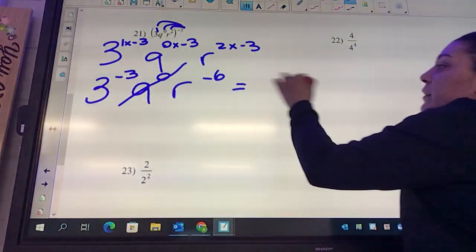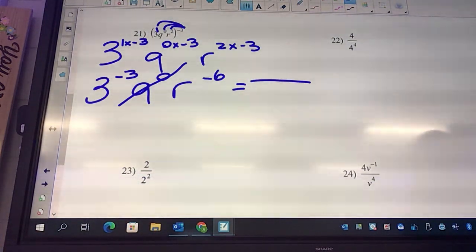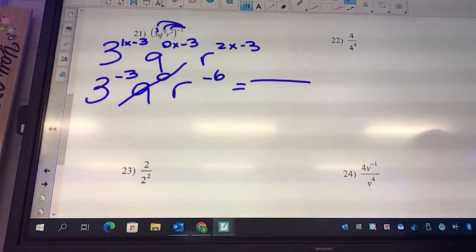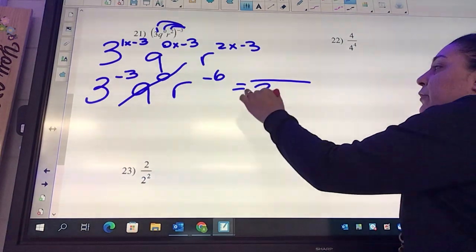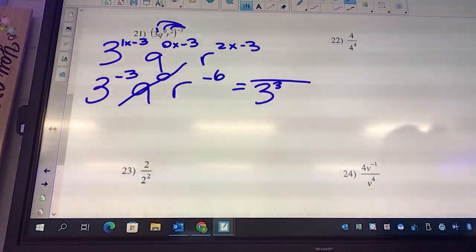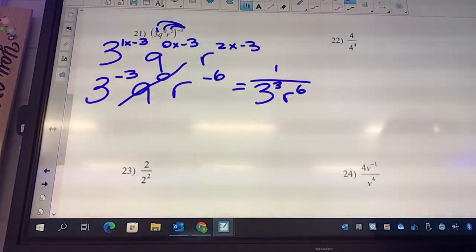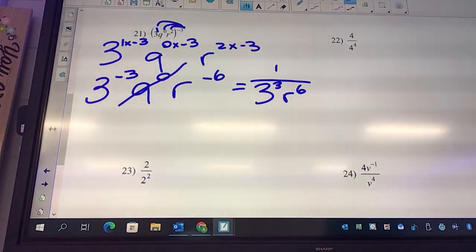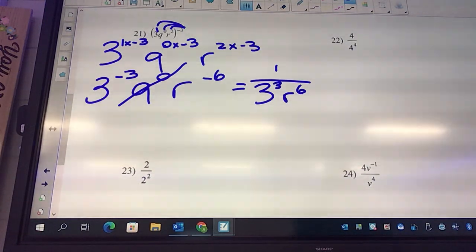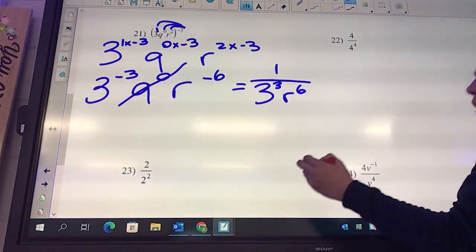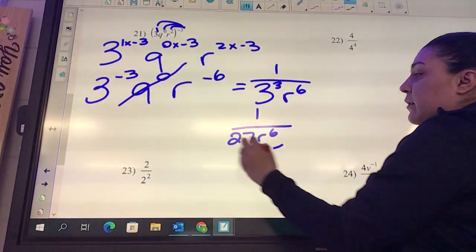Okay, now, where does the 3 to the negative 3 need to go? Bottom. Why is that getting moved to the bottom? Because there's a negative exponent. Okay, so before, the only time we can move them is if there's a negative exponent. So we're going to have 3 to the 3rd, R to the negative 6. Bottom. Are we finished? No, why not? Well, you got to figure out what 3 to the 3rd is because there's no letters. 27. So you're at 1 over 27 R to the 6.